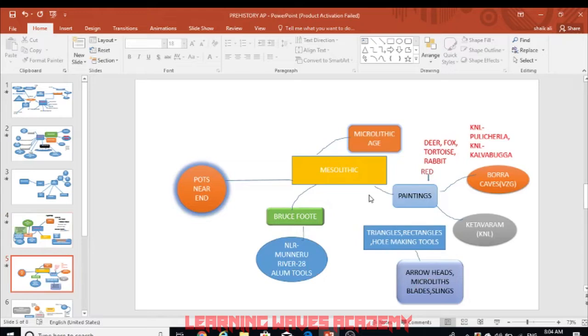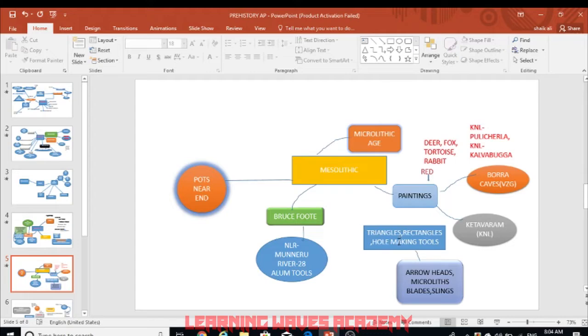Now coming to the Mesolithic age, which is around 50,000 BC to 25,000 BC. The technology of making tools got developed in this Mesolithic age. Tools are called microliths, so this age is also called the Microlithic age. The tools are made of flintstones and alum, etc. Tools are of different shapes like triangles and rectangles, and hole-making tools, that is, hole borers.